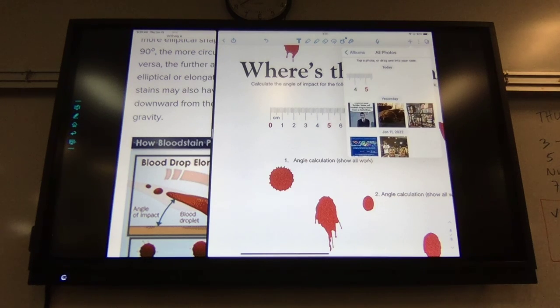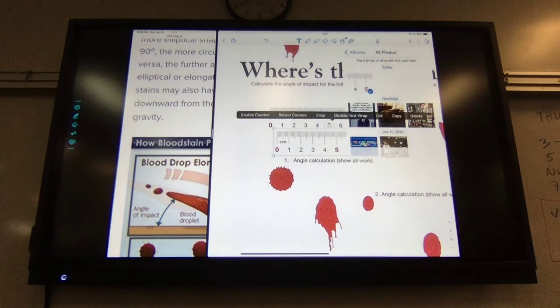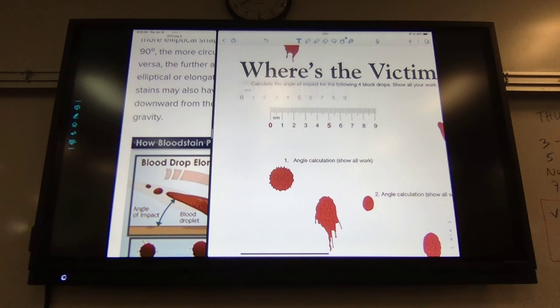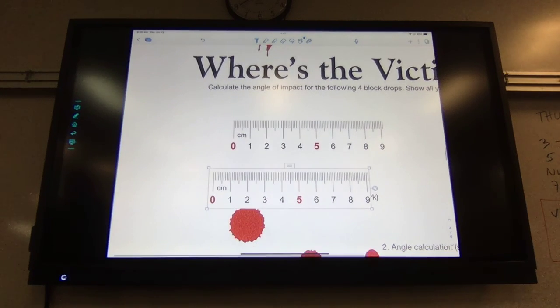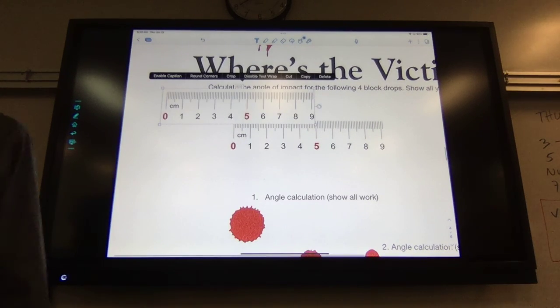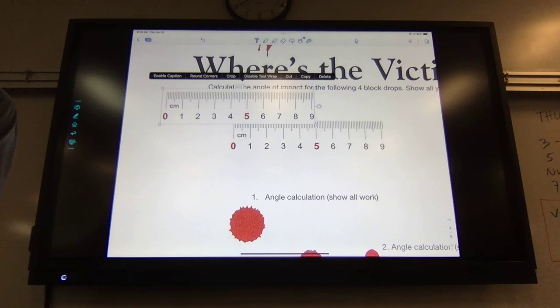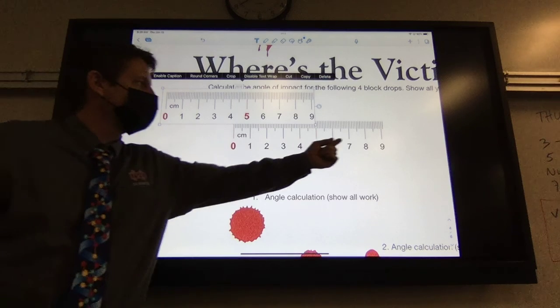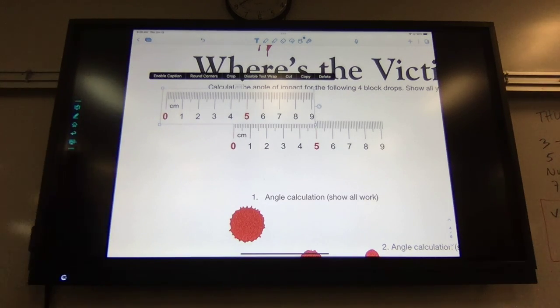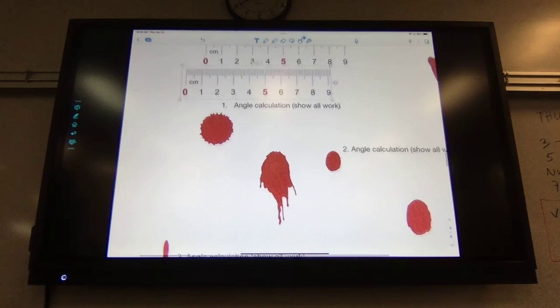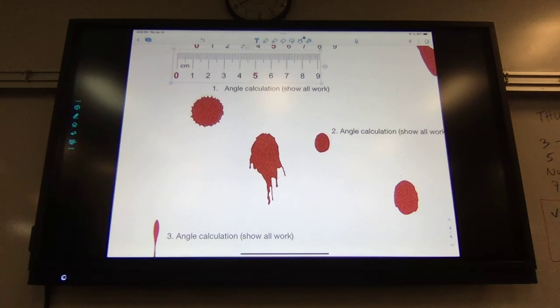Go ahead and grab that ruler. So have you done that yet? Did you? Over at the Canvas assignment, I had a JPEG of a ruler. And this one is already part of the PDF file, but I brought this one in from a picture. So now you can go over here, do the angle calculation and show your work.